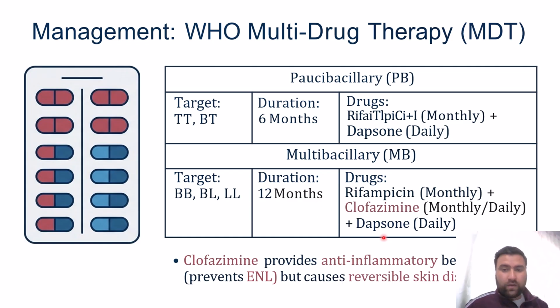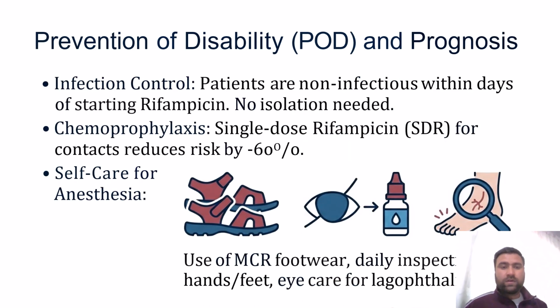So three drugs are used in case of multibacillary leprosy. So it depends entirely on your immunity and the type of leprosy you have acquired. Clofazimine provides anti-inflammatory benefits but can cause reversible skin discoloration. So how can you prevent the disability and how can you alter the prognosis?